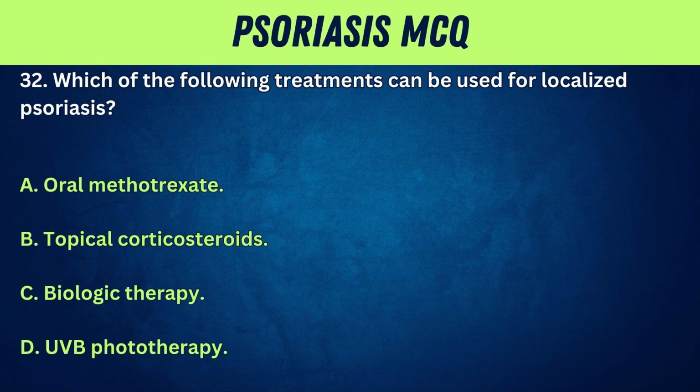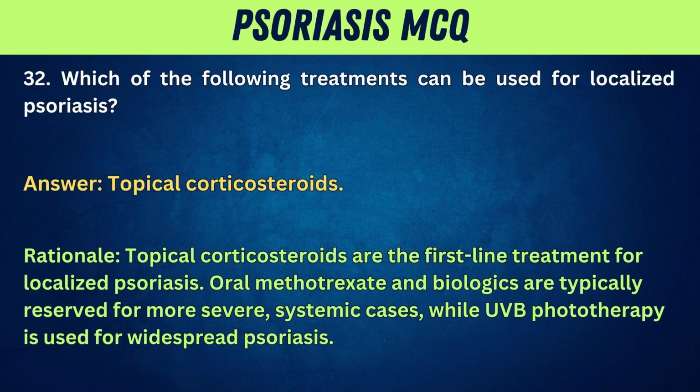32. Which of the following treatments can be used for localized psoriasis? A. Oral methotrexate. B. Topical corticosteroids. C. Biologic therapy. D. UVB phototherapy. Answer. Topical corticosteroids. Rationale. Topical corticosteroids are the first-line treatment for localized psoriasis. Oral methotrexate and biologics are typically reserved for more severe, systemic cases, while UVB phototherapy is used for widespread psoriasis.